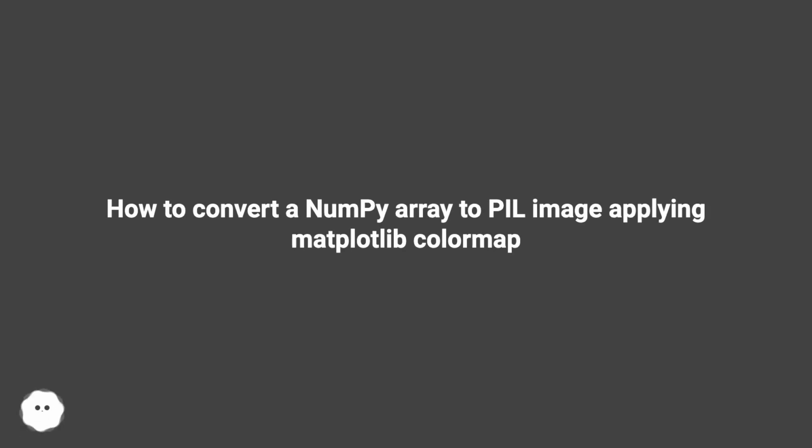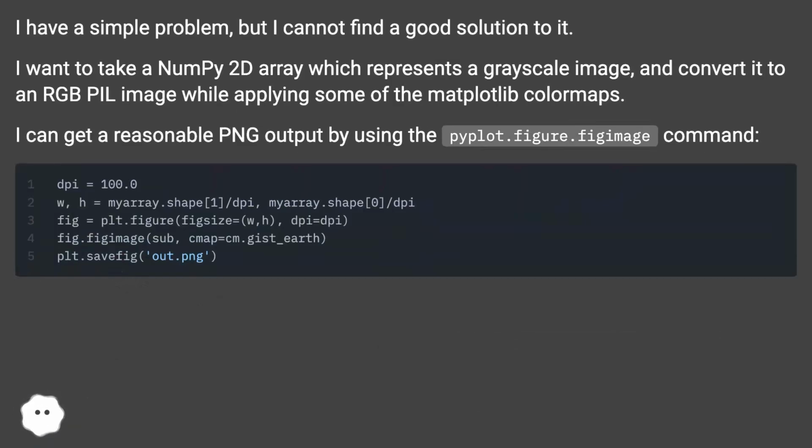How to convert a NumPy array to PIL image applying Matplotlib Colormap. I have a simple problem, but I cannot find a good solution to it. I want to take a NumPy 2D array which represents a grayscale image, and convert it to an RGB PIL image while applying some of the Matplotlib Colormaps. I can get a reasonable PNG output by using the pyplot.figure.figimage command.